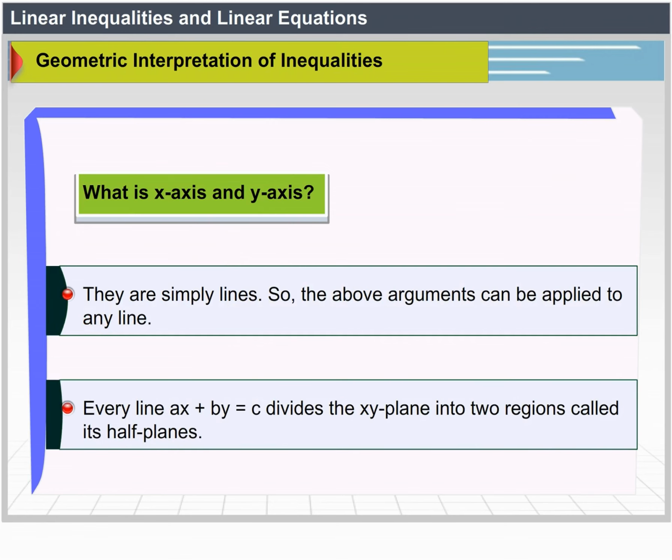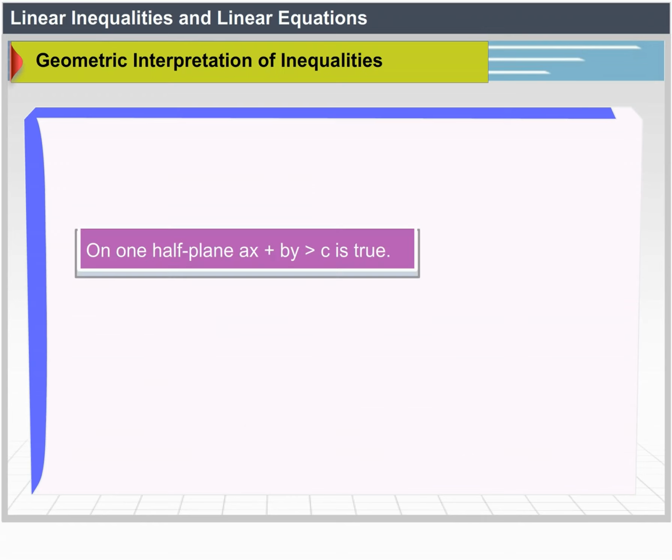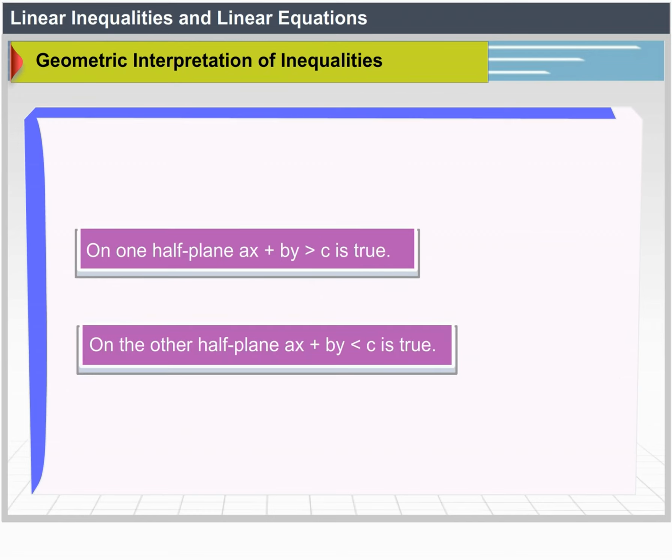Every line ax plus by equal to c divides the xy plane into two regions called its half planes. On one half plane, ax plus by greater than c is true. On the other half plane, ax plus by less than c is true.